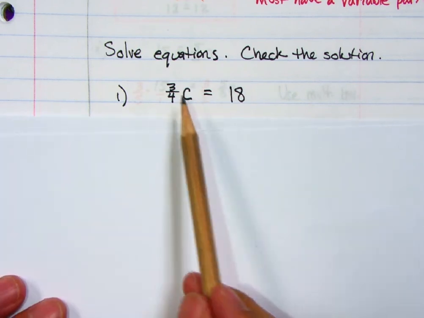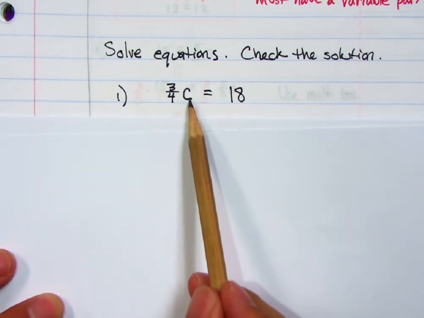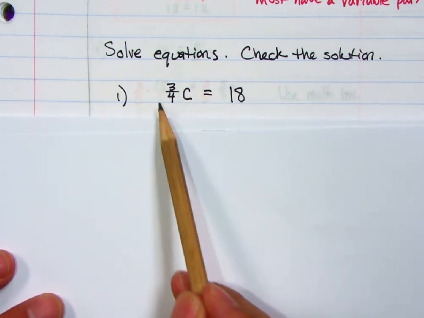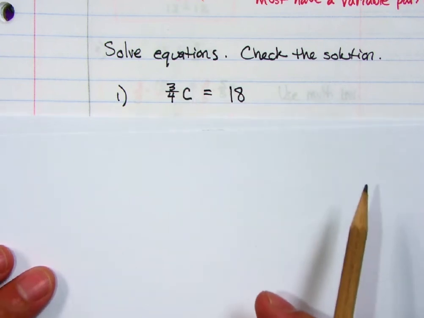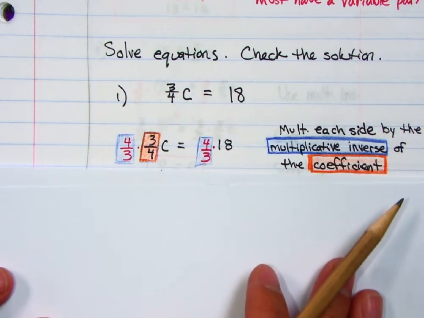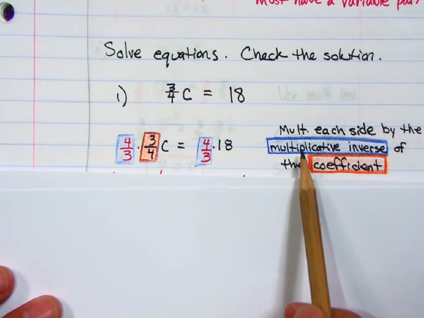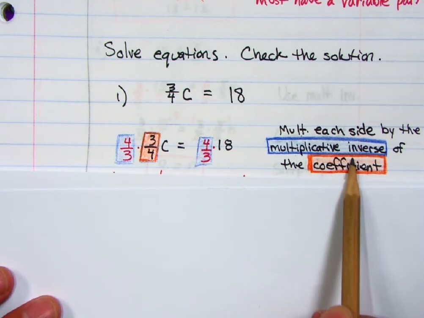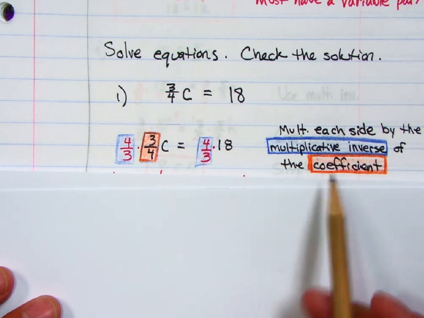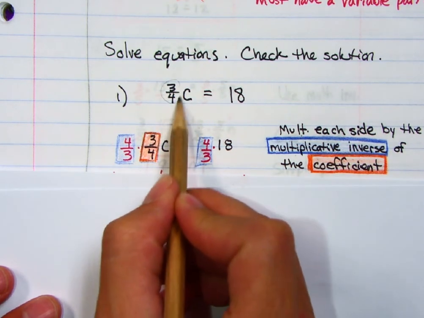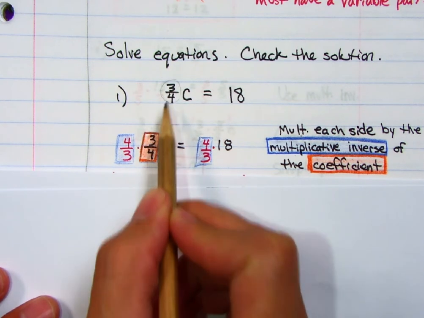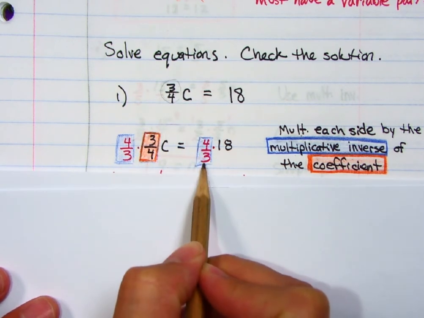So I'm taking a look at this. 3/4 times c, my unknown, is equal to 18. So 3/4 times what gives you 18? Well, the first thing I do is multiply each side of the equation by the multiplicative inverse of the coefficient. So what does that mean? I take a look at my actual coefficient, I flip it around, and I multiply both sides by that.